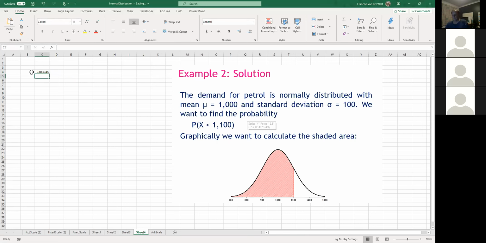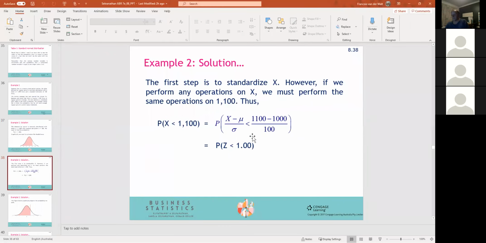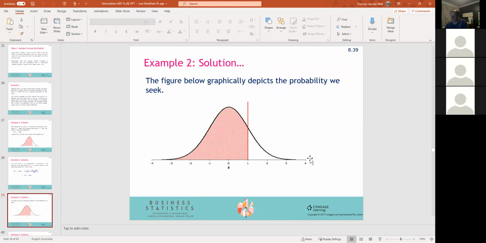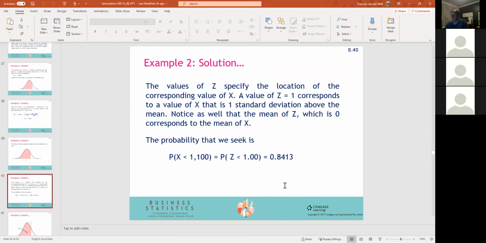0.8413. Okay, let's see if they got that. 0.8413. Okay, now what they've done is they first standardize it so that they can use the tables. You don't have to worry about this, because we're using Excel. Once they standardize it, can you now see these values go from -4 to 4 and so on? It's a standard one now. And now you can go and look it up in tables and you come up with 0.8413.